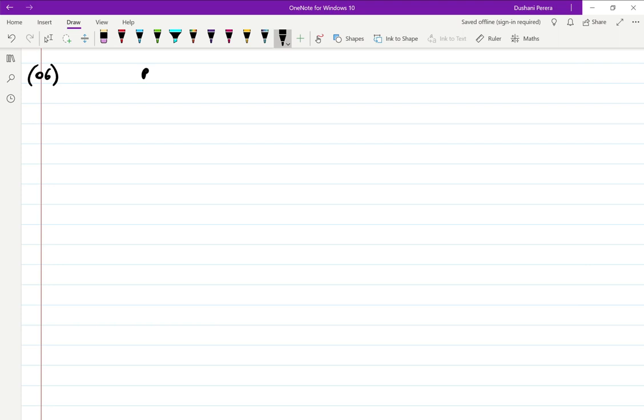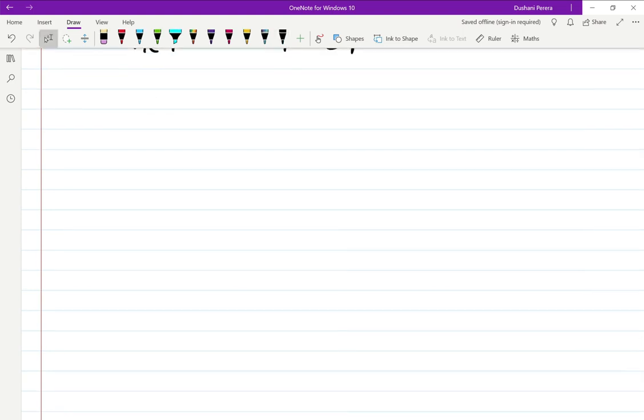The notation P1 at 4 means P1 is true. P1 equals true at 4 is the same thing. These two are the same. So if P1 was false at 4, that will be symbolized by negation P1 at 4.